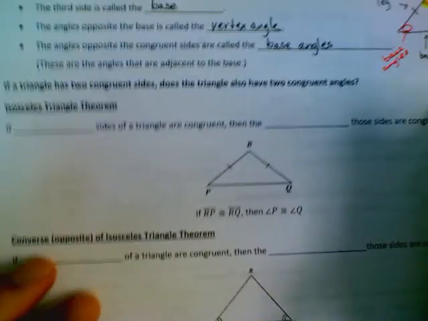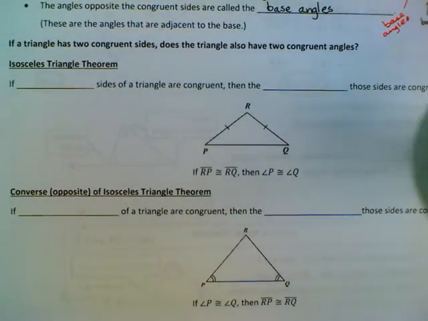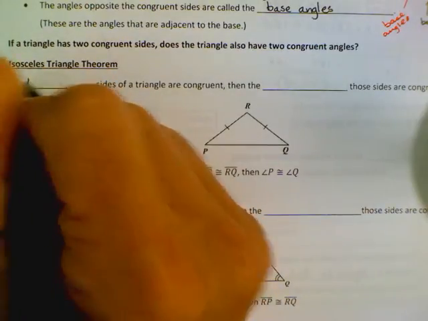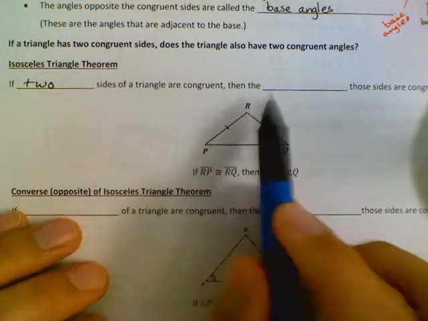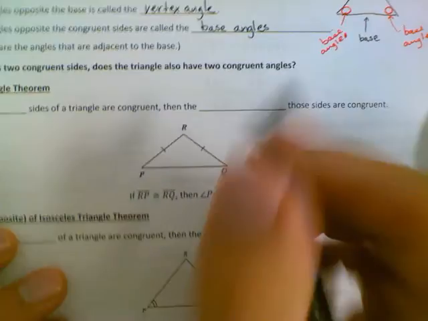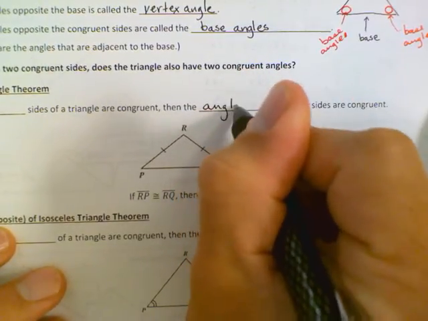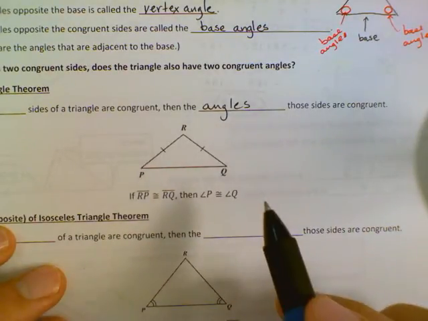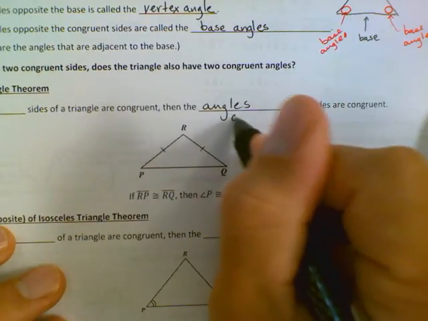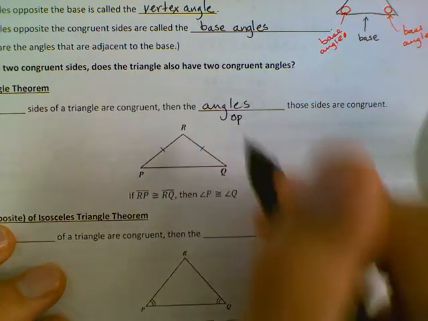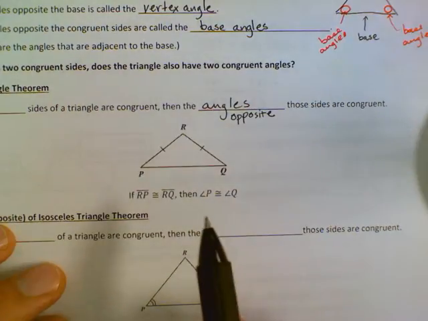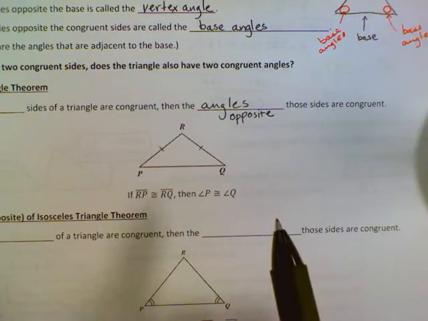Okay. All right, so the isosceles triangle theorem says this: if two sides of a triangle are congruent, then the angles opposite those sides are congruent. Now we kind of need to talk about the word opposite, don't we?